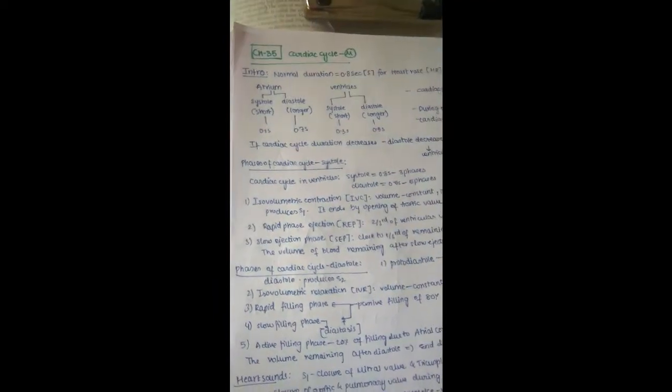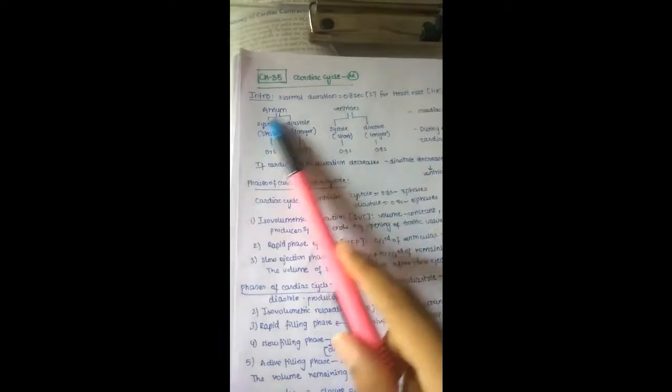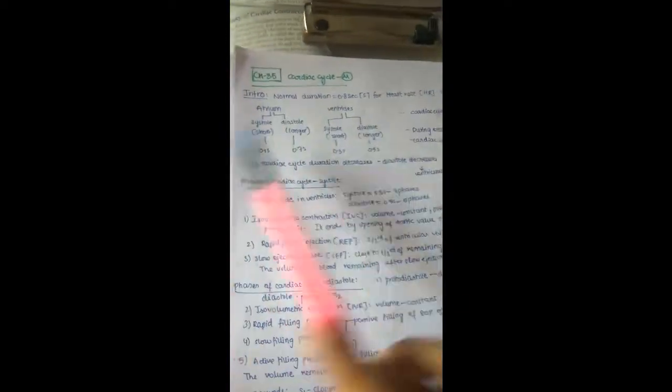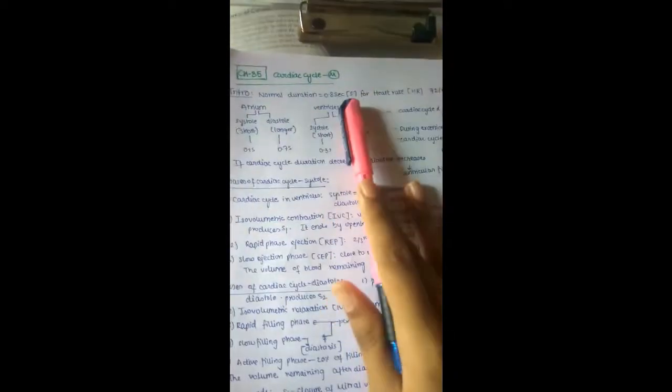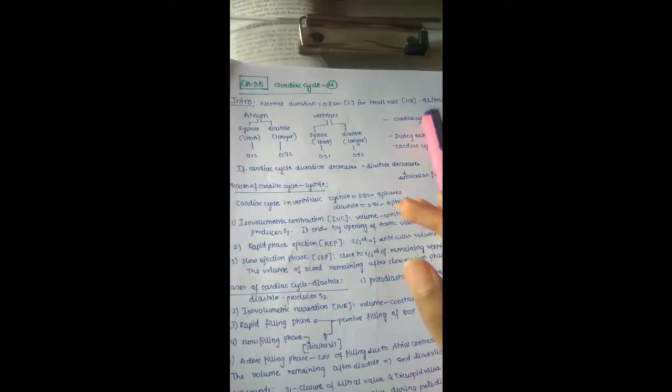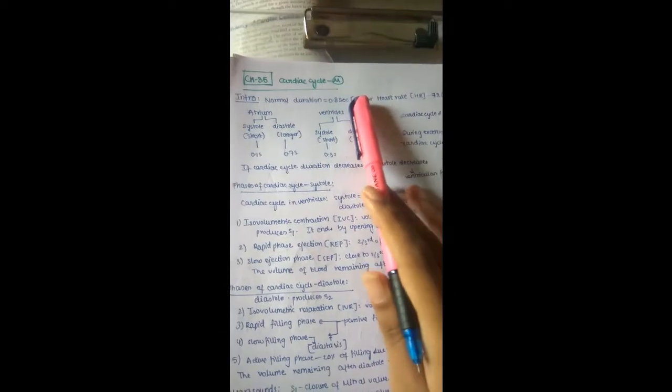Let's continue our revision series of CVS physiology. We're going to start now with the cardiac cycle. The normal duration of the cardiac cycle is 0.8 seconds for a heart rate of 72 beats per minute. So the total time in which the cardiac cycle completes is 0.8 second for a heart rate of 72 per minute.